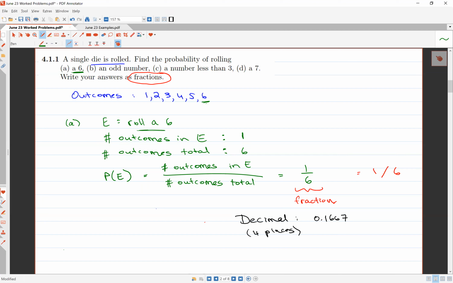Let's look at part B. Our event in this case is that we roll an odd number.